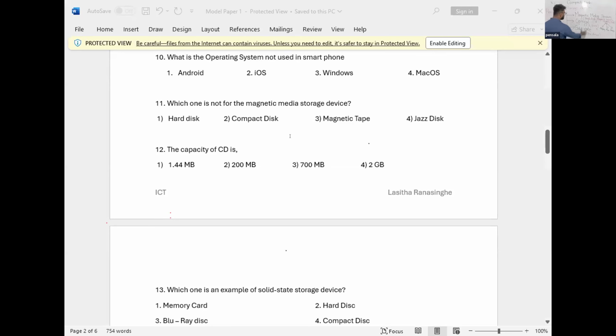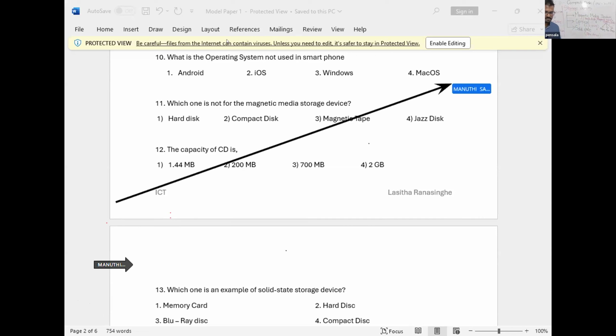Because a compact disc is an optical media device. Right? So what is the answer for 12? What is the capacity of a compact disc? You should have the idea, right? Yeah, 700 megabytes. Can you put your answer into the chat box? A compact disk normally has a capacity of 650 to 700 megabytes. From this, the answer is answer 3, right?